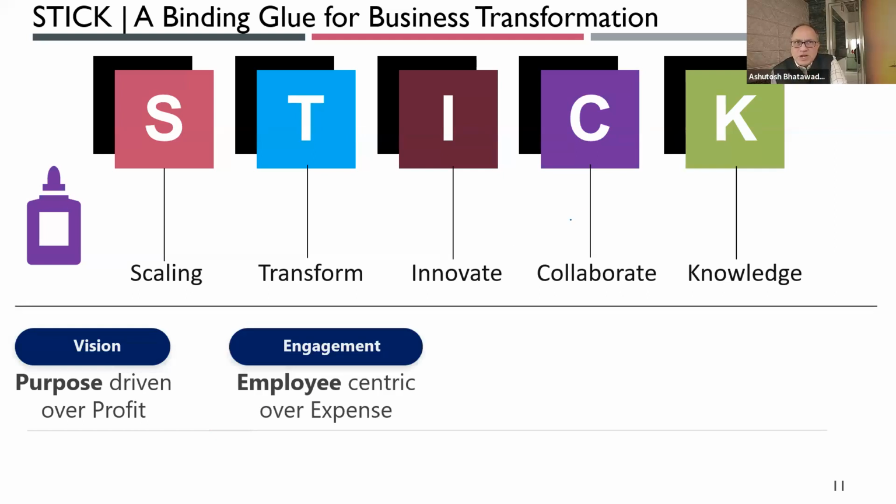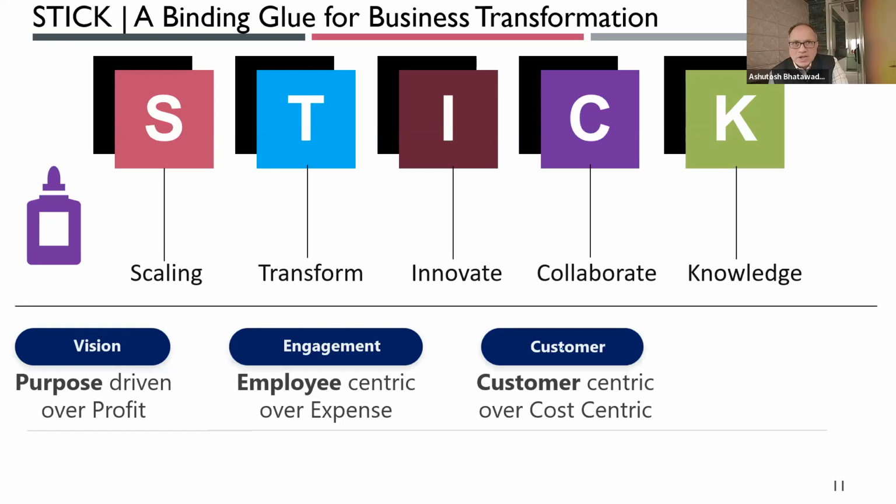From an engagement perspective, it has to be employee centric over employee costing, I would say, right? Or an expense based organization. And from a customer perspective, customer centricity obviously is the key. Customer centricity over cost centricity.